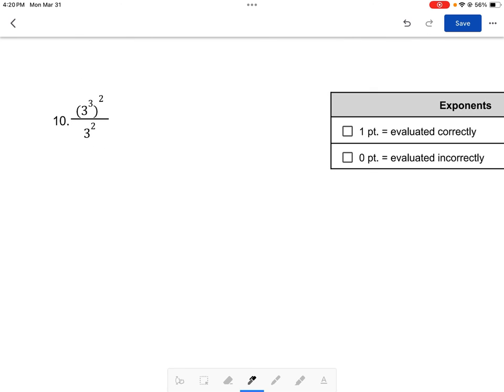And then for number 10, I'm going to multiply these two, an exponent to an exponent. That becomes 3 to the 6th over 3 squared. Then that becomes 3 to the 4th. And 3 to the 4th, if you wanted to solve it out, would equal 81.